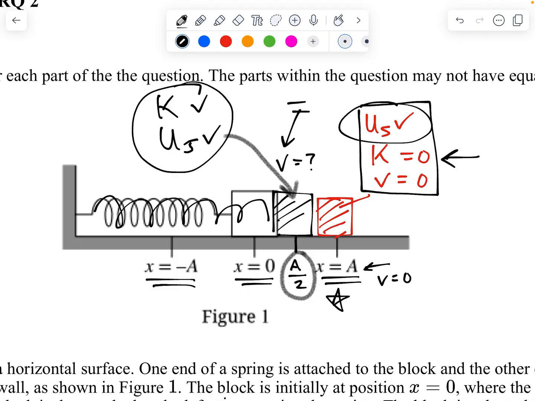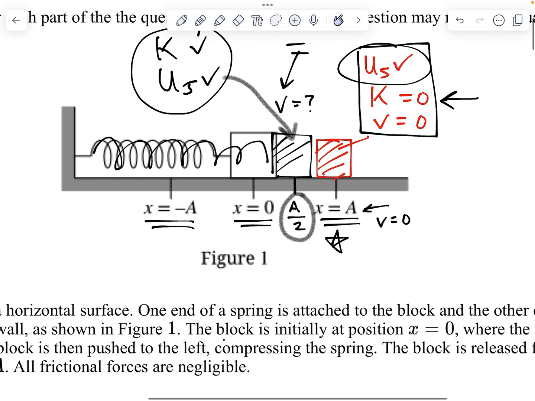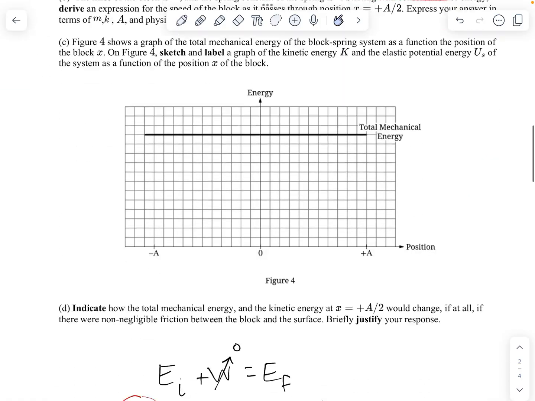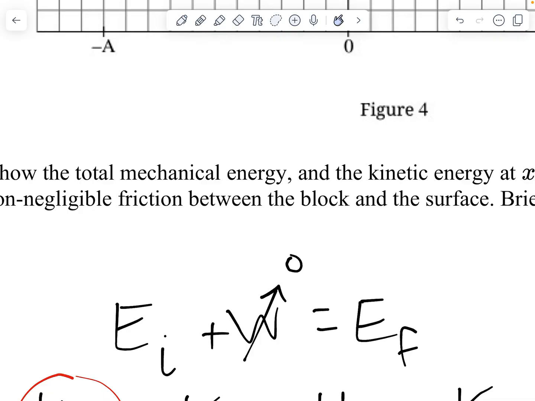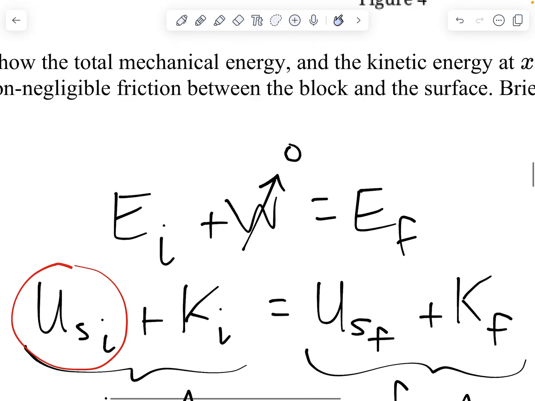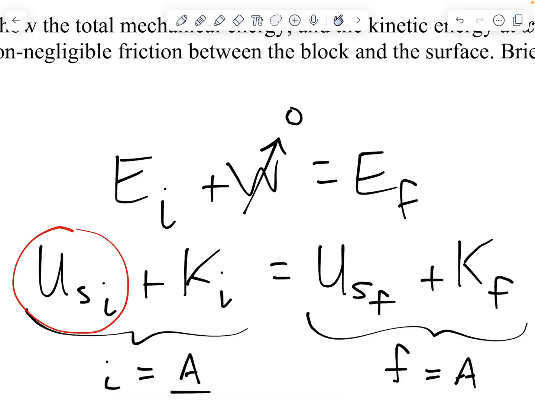So let's take a look at what the derivation would look like. Basically, we're starting with this equation right here. We're saying initial energy plus work is equal to final energy, but we know the work is 0 because there is no external force doing work on the block. It's frictionless, sliding back and forth. So initial energy is going to be equal to final energy. It's just saying energy is conserved. So we can replace E with our two types of energy. We don't have gravitational potential, just spring energy and kinetic energy, right? So initial spring plus initial kinetic is equal to final spring plus final kinetic.